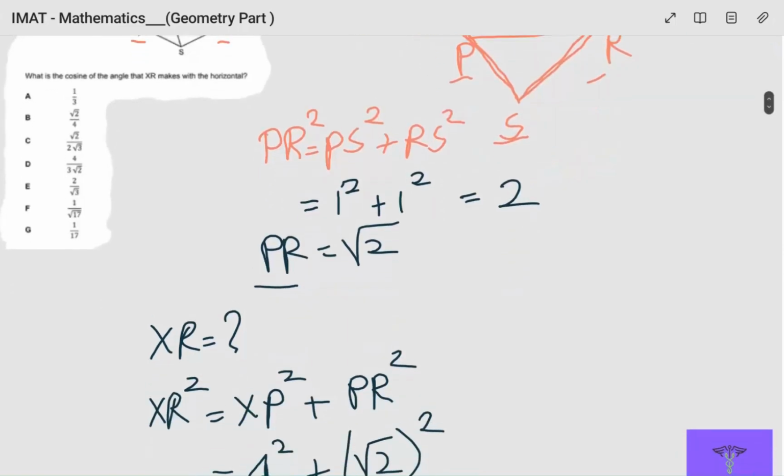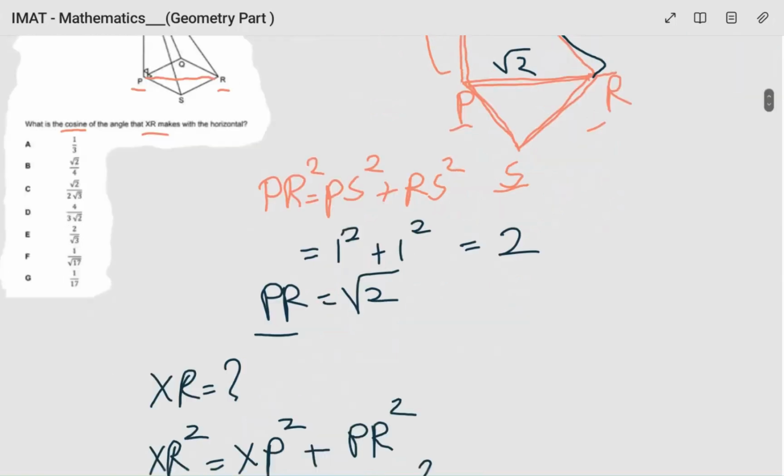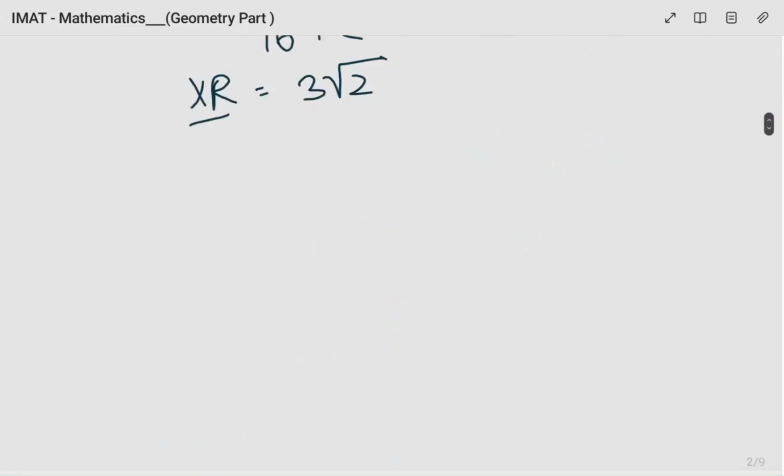Now we can easily find the cosine, because we have to find out the cosine of the angle XR. So let's find the cosine. Now in a triangle, PR is the adjacent side, and XP is the opposite side. We'll identify with O, like opposite side.